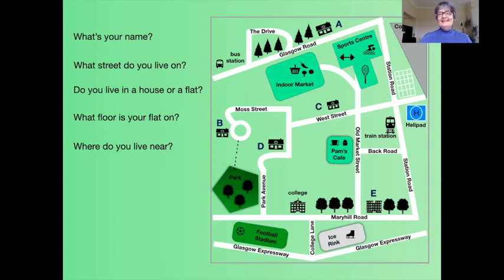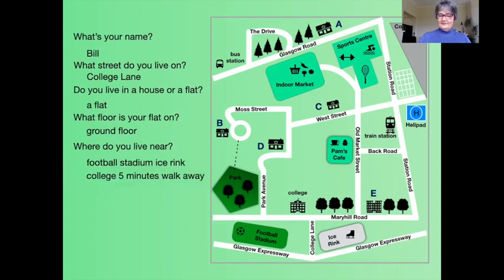Okay, let's have a look at the answers. What's your name? Bill. What street do you live on? College Lane. Do you live in a house or a flat? A flat. What floor is your flat on? The ground floor. Where do you live near? The football stadium and the ice rink. And college is 5 minutes walk away.